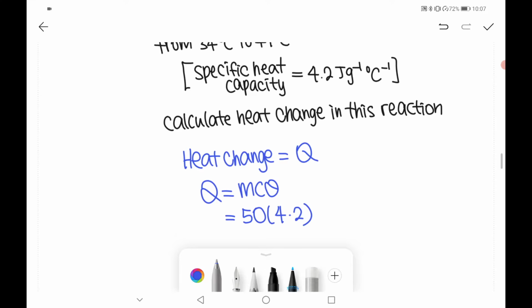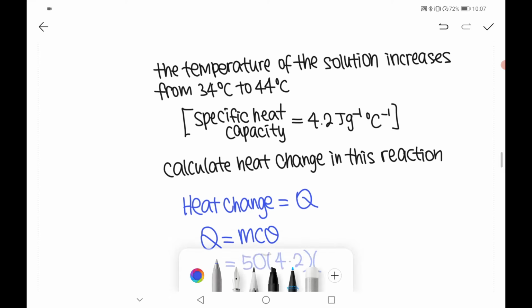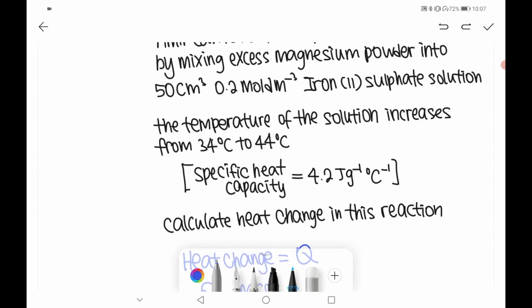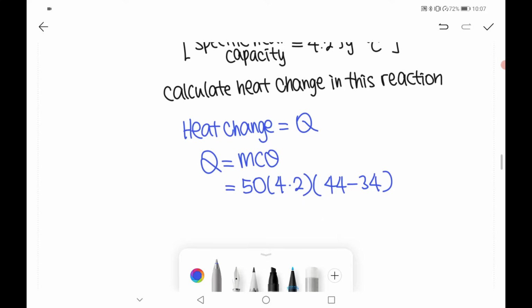The next one is theta. Theta is temperature change. To find temperature change, we take the high temperature minus the low temperature. Just take the high temperature minus the low temperature. Okay, so just key this whole thing into your calculator. When you key it into the calculator, you will get 2100. Okay, so don't forget the unit. In this chapter, after the calculation, please don't forget the proper unit.